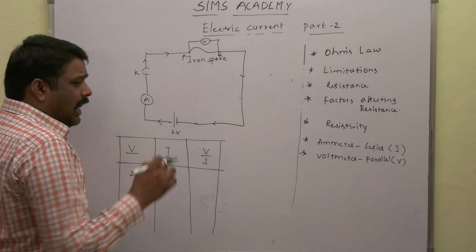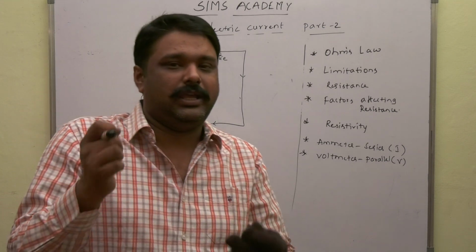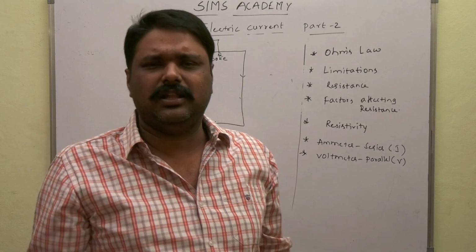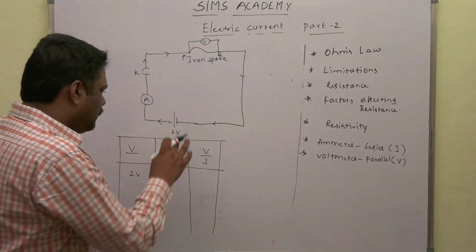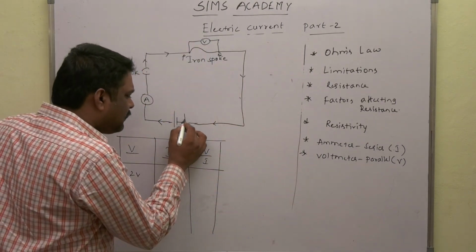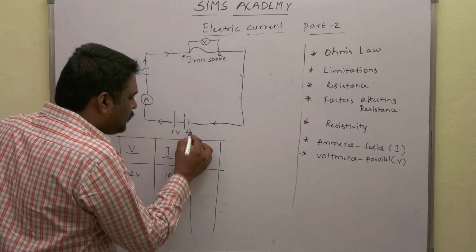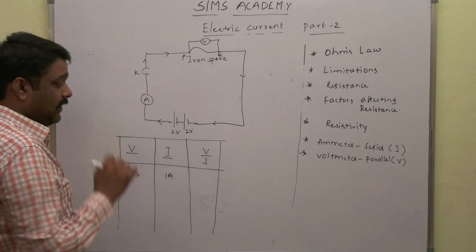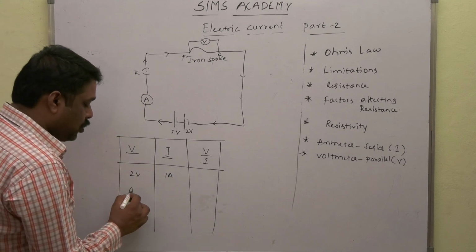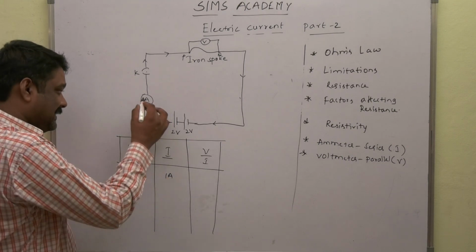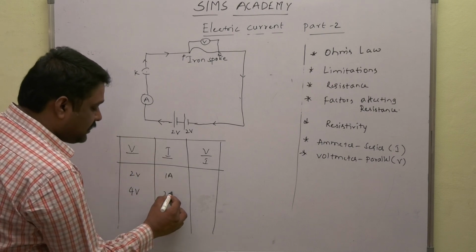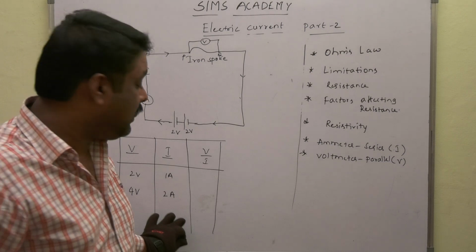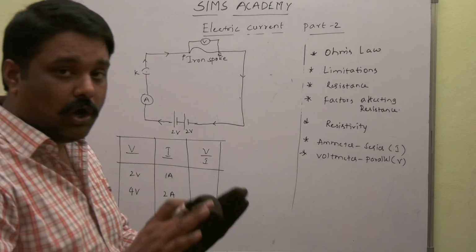Now I would like to increase the voltage. How should I increase the voltage? If I add another cell, that's enough for us. Yes, another 2-volt cell. This constitutes a battery. Here we have a battery of 2 plus 2, 4 volts. Let us say the ammeter reads 2 amperes, just a hypothetical observation, not an exact one.